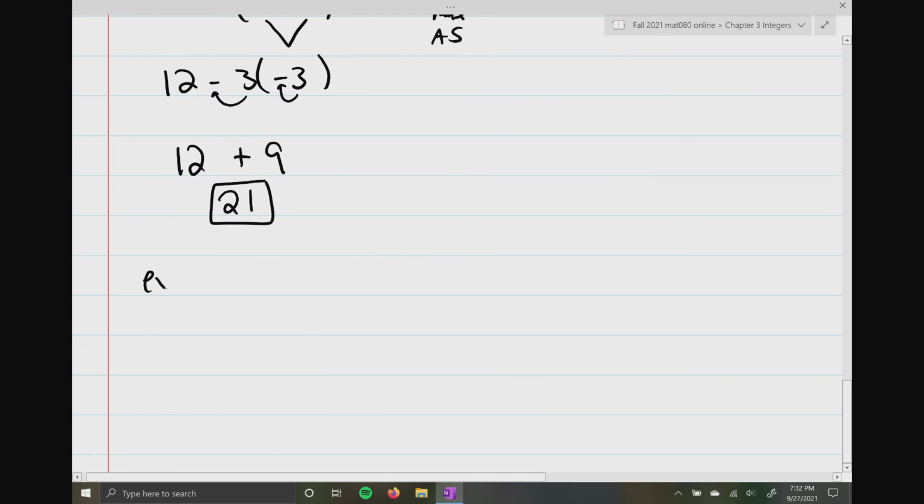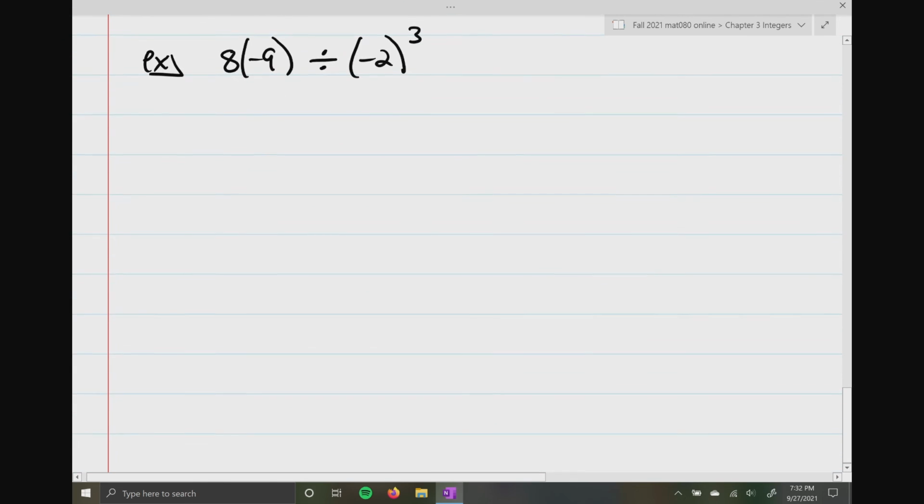Let's do another example here. In this example, we have 8 times negative 9 divided by the quantity negative 2 to the third power. Once again, I'm going to write my order of operations. So I start with parentheses. Now, I definitely see parentheses in two locations. However, there's no math involved. There's only a number inside. So my parentheses are done.